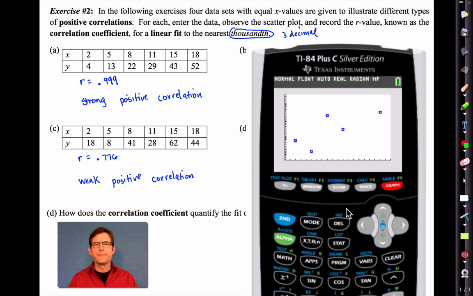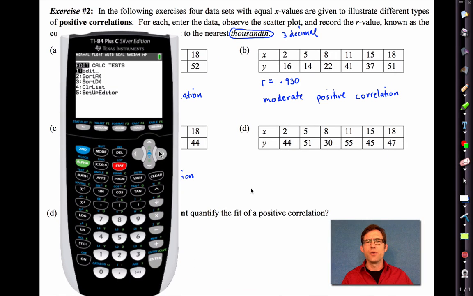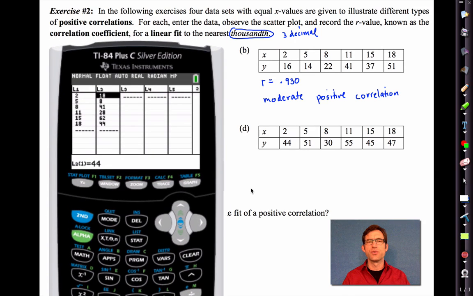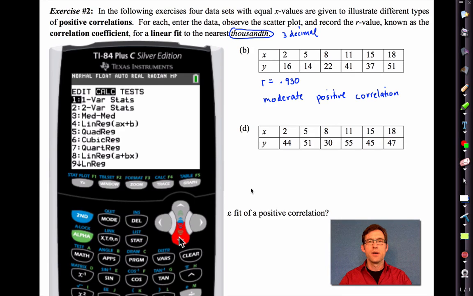All right, let's do one more. Here we go. So back into stat, back into edit, and list 2. 44, 51, 30, 55, 45, and 47. All right, again, check my data. Okay, let's do the linear correlation. Let's go to Stat, Calculate, Linear Correlation, Enter.